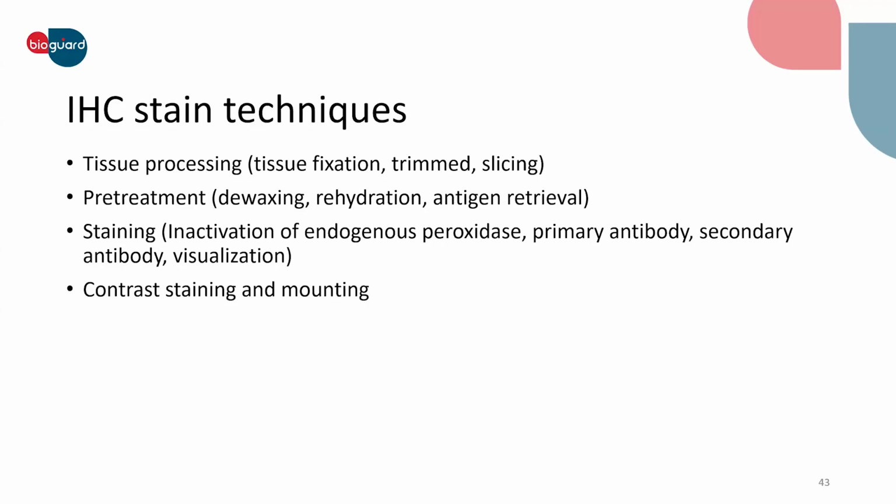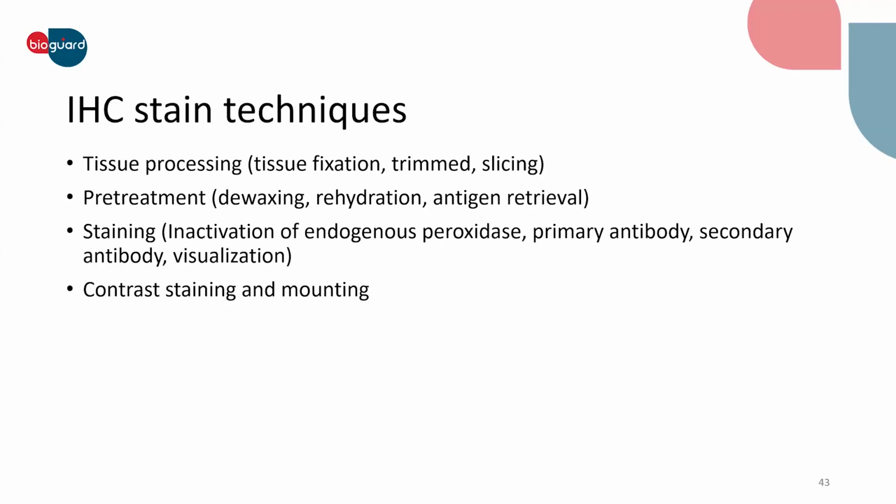The third step is the staining procedure. Now the actual staining begins. First, we block endogenous peroxidase to reduce background noise. Then we apply the primary antibody, which binds to the target antigen. After that, a secondary antibody is added. It's linked to an enzyme like HRP. Finally, we add a substrate like DAB, which turns brown wherever the antibody has bound. That's our signal. And the fourth step is counterstaining and mounting.